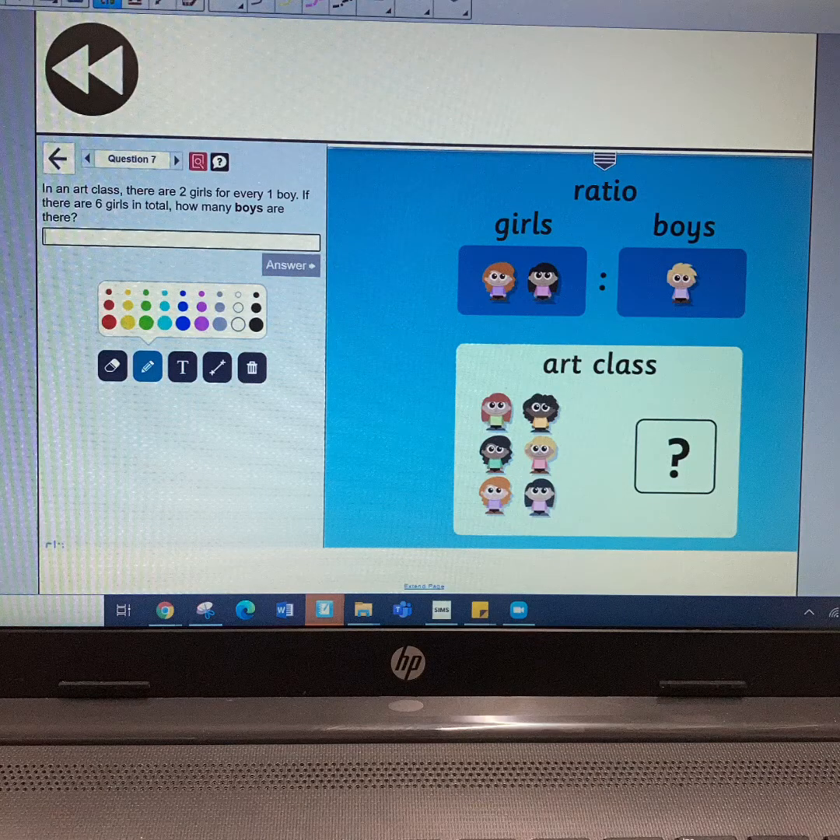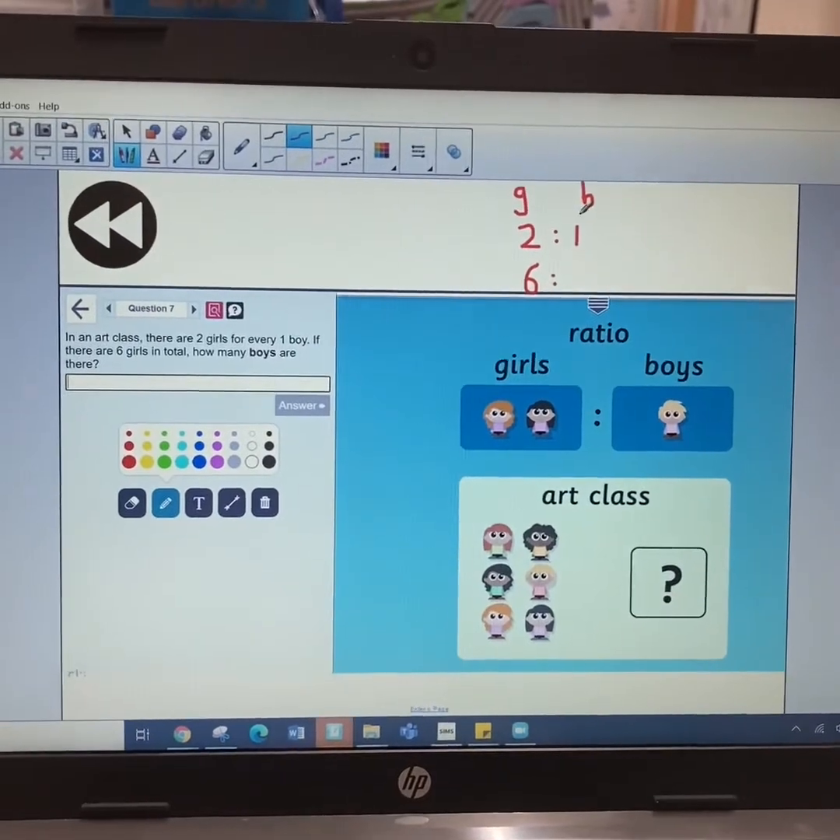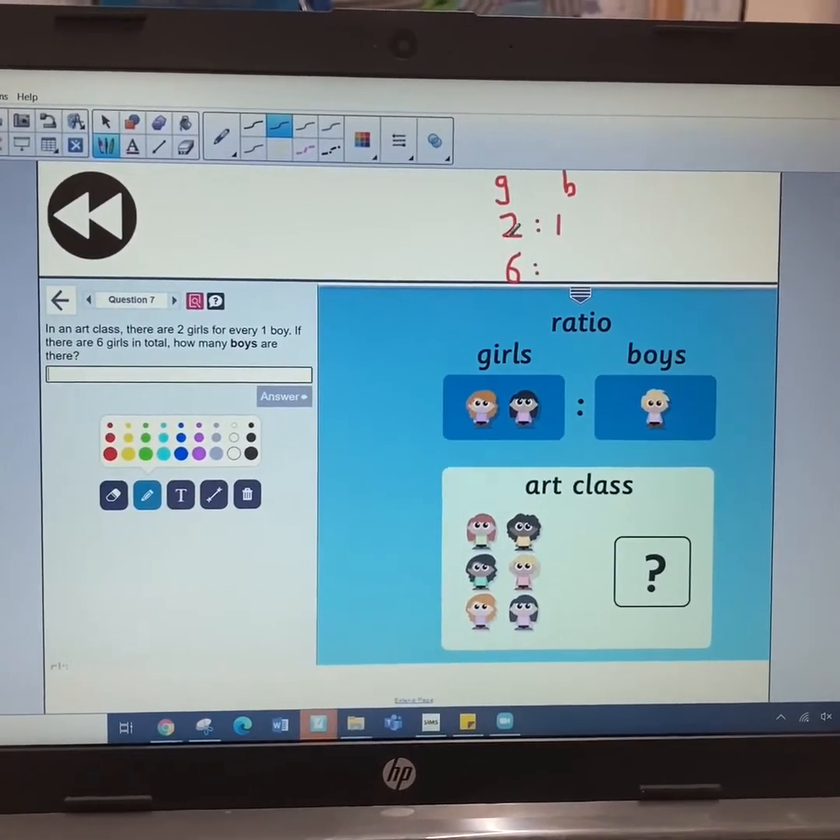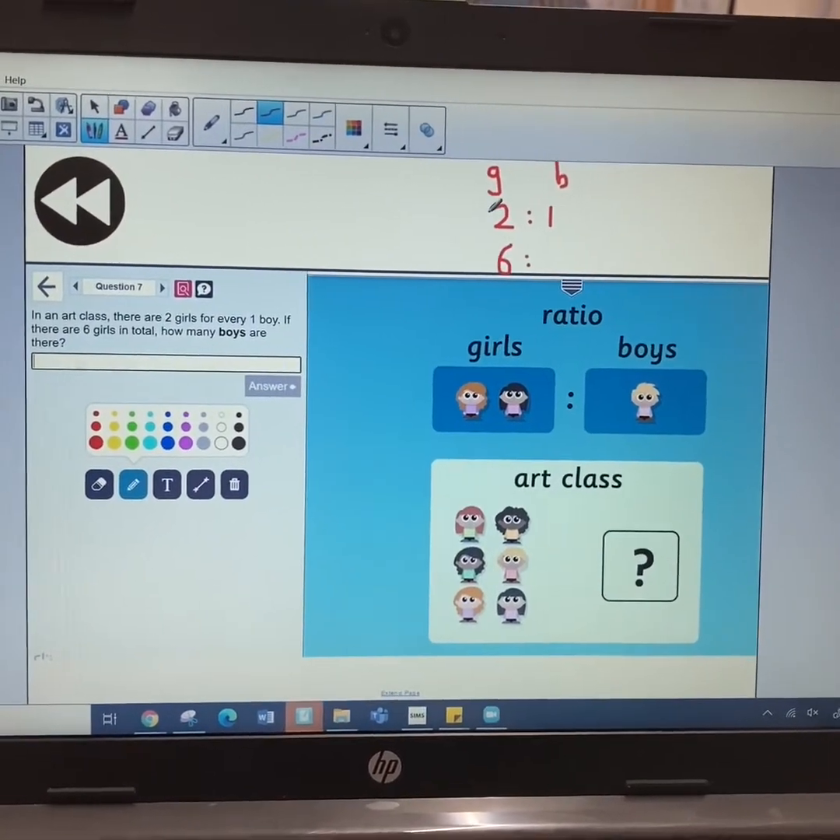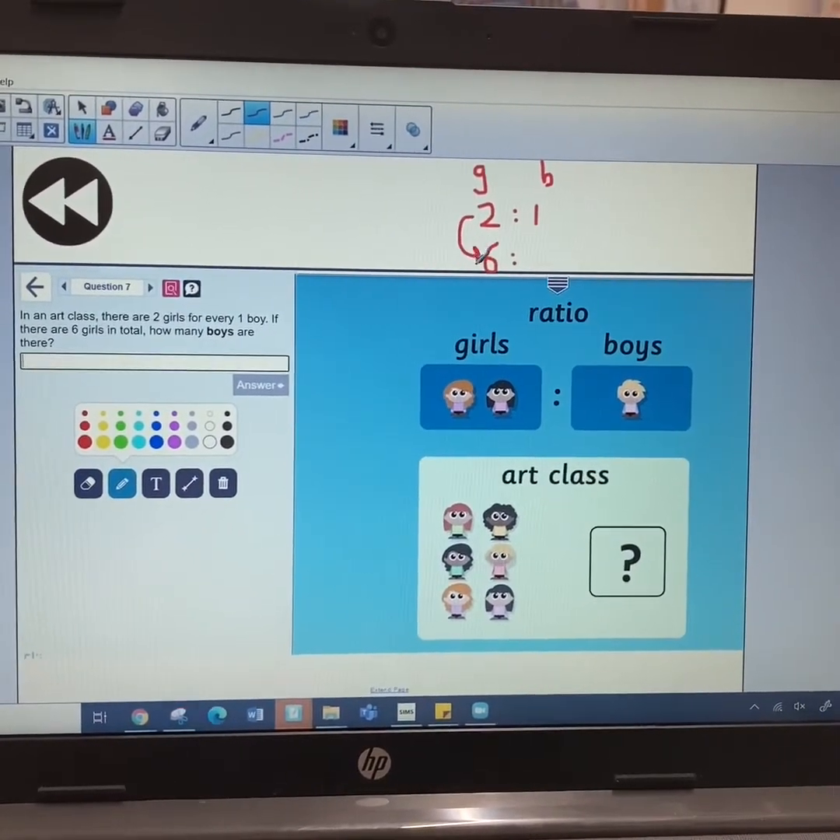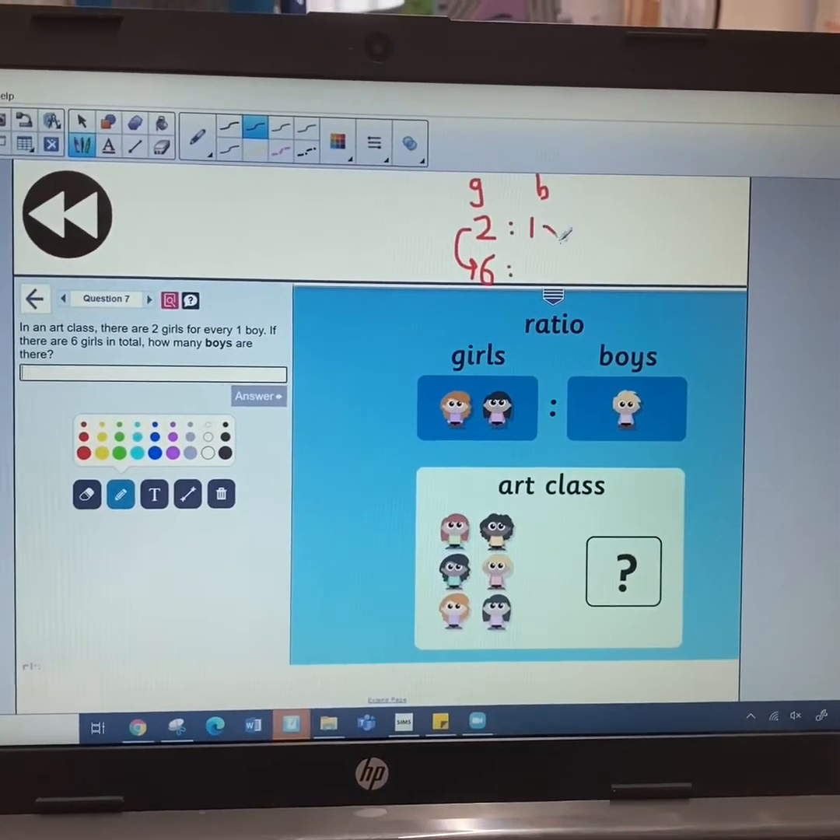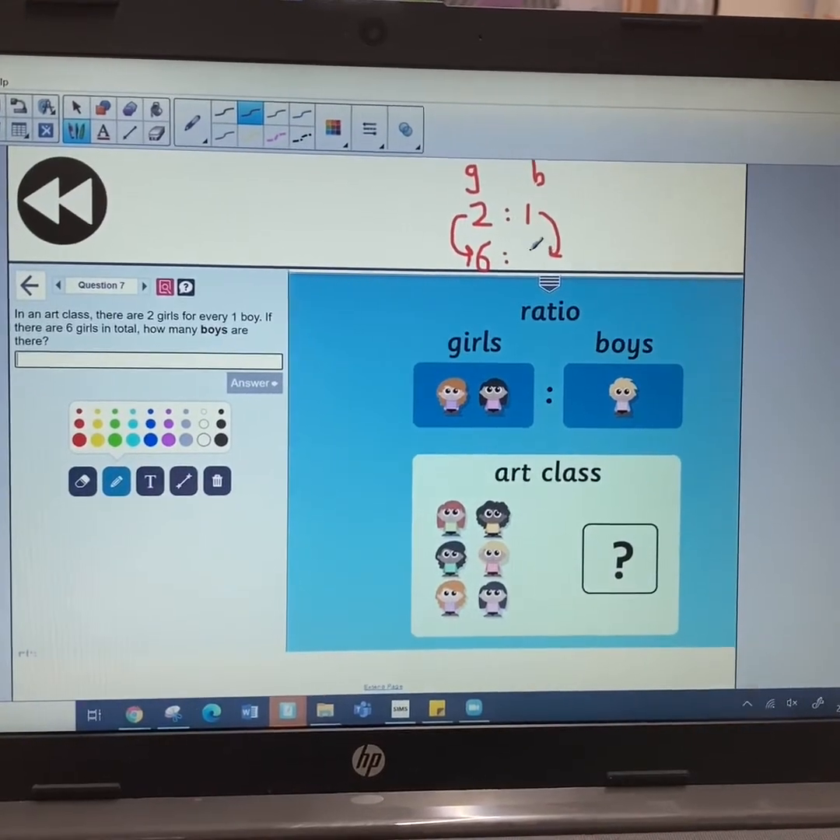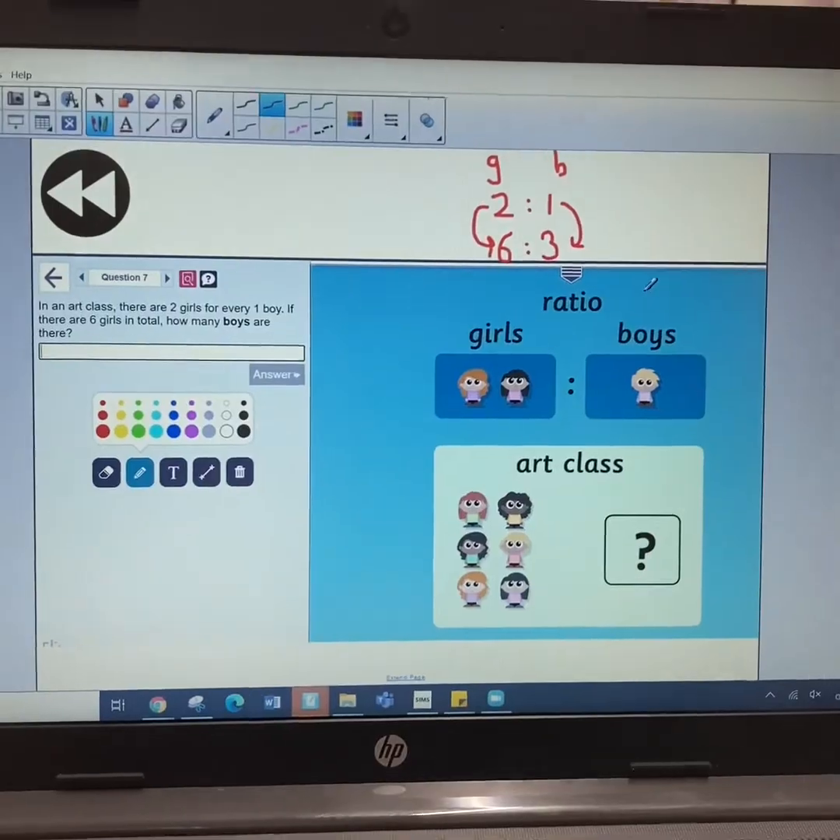And here's another one. So in art class, there are 2 girls for every 1 boy. If there are 6 girls in total, how many boys are there? Okay, so for this one then, I've written down the basic ratio, which was 2 girls for every 1 boy. But this time there are 6 girls. So what have I done to this ratio to get to this ratio? Well, I've multiplied it by 3. So what have I got to do to the boys? I need to times it by 3. So if there were 6 girls, there would be 3 boys. Well done if you got that right.